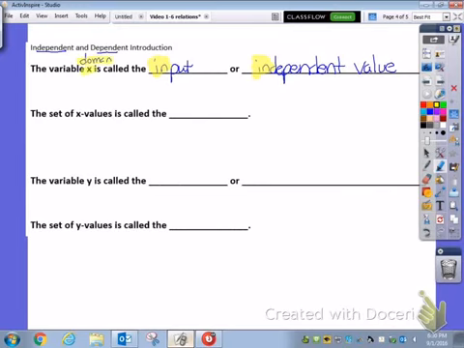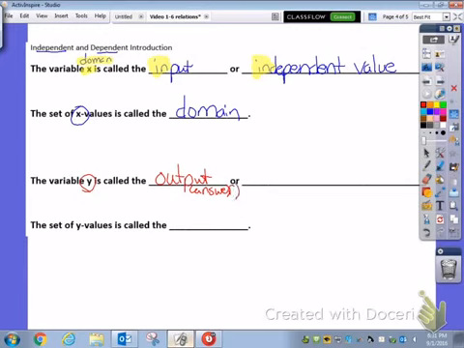The set of x values is also called the domain. You've got to know that name. It's like your bread and butter, the domain and range. Now we're going to look at the y. The variable y is called the output. So it is your answer. The input is what you plug in. The output is what you get out. It is your answer. Okay?